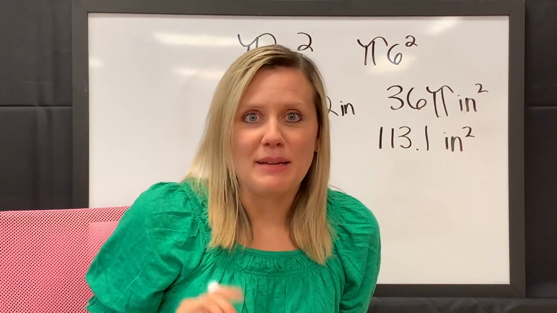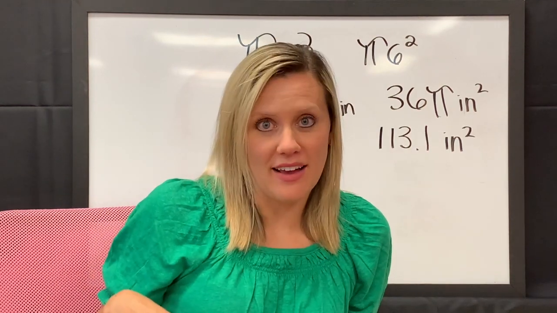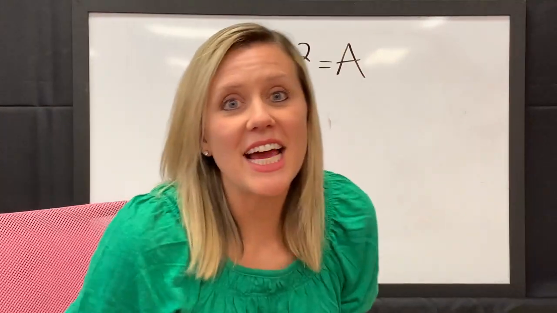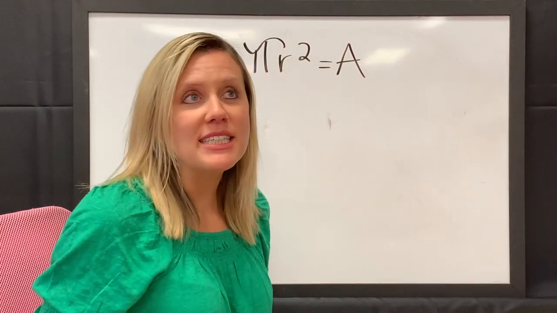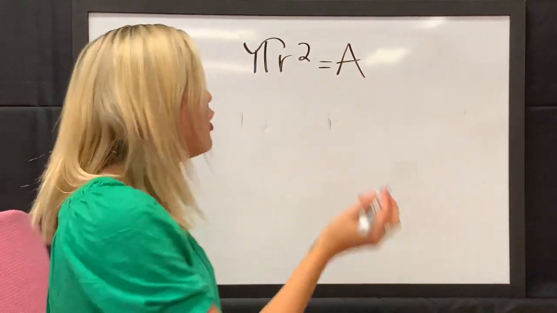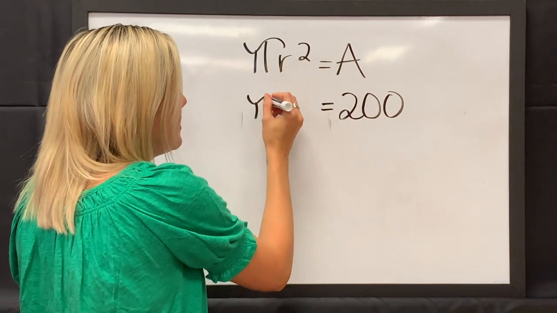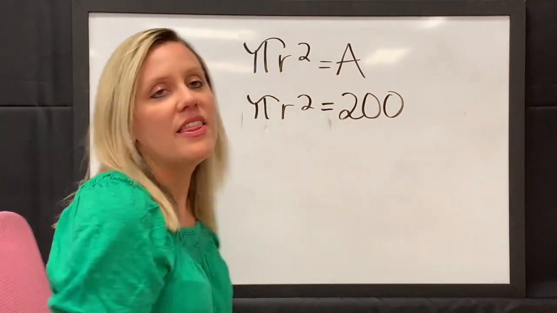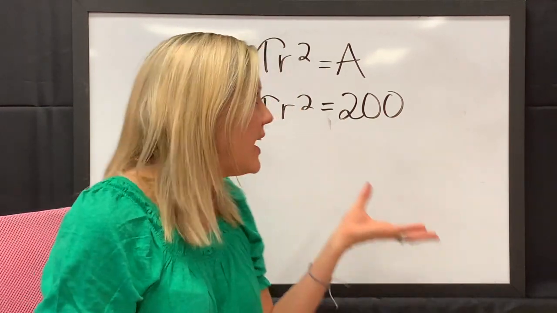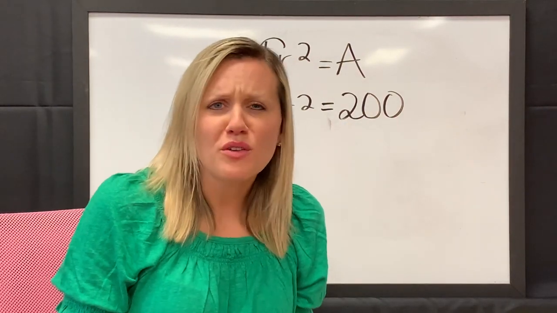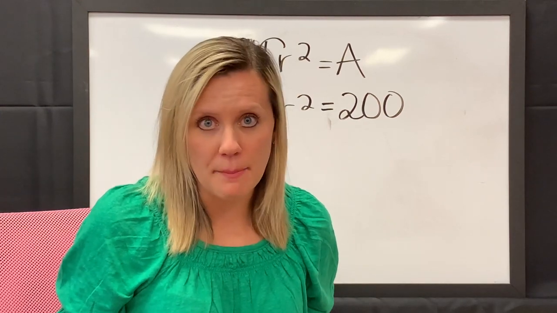Okay, we are going to do one more example. And this example is going to be a little bit tricky because I'm going to give you the area and I want you to go back and find the radius. This time I'm going to write my equation like this. Pi r squared equals area. And let's pretend the area was 200. Okay, so instead of writing A, I'm going to write 200. And I am just going to know in my head that if we take a radius and multiply it by itself, and then multiply it by pi, I need to get 200.